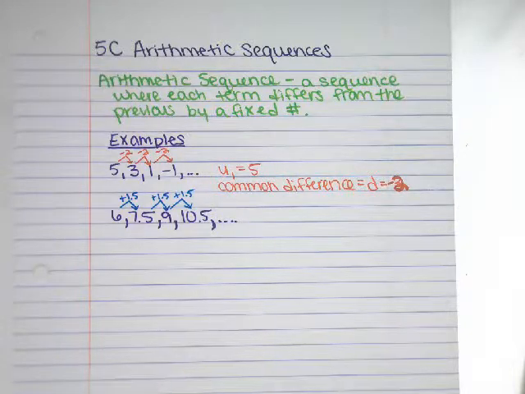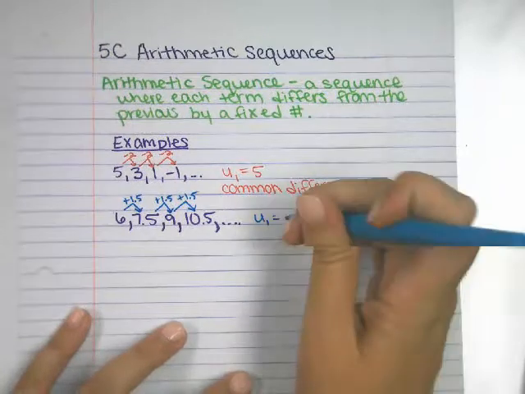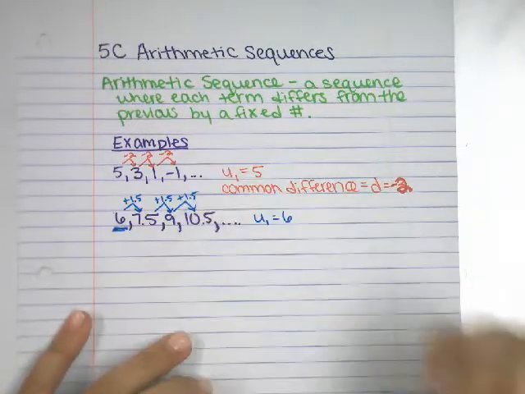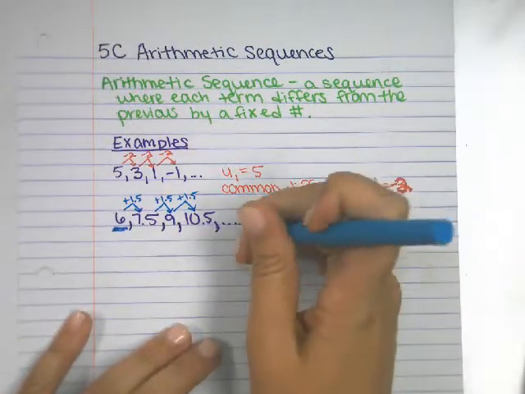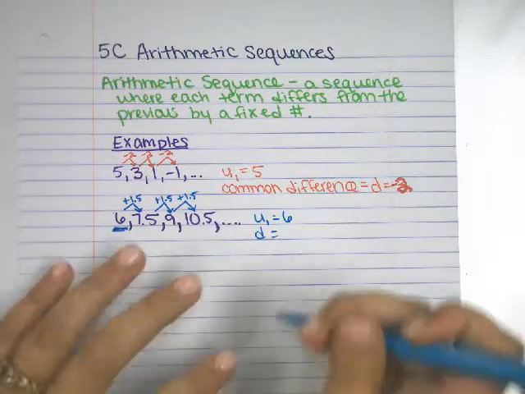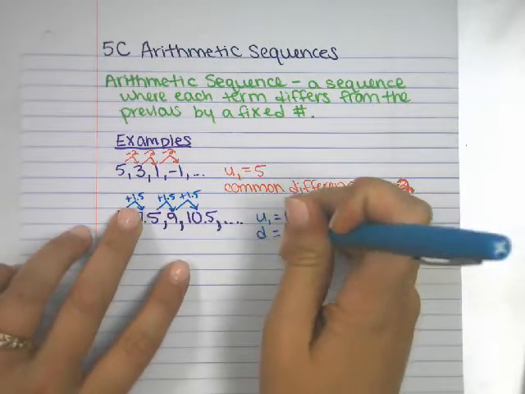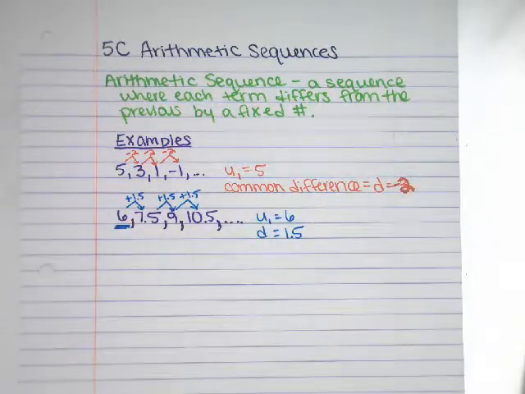So, my key pieces of information: u sub 1 means my first term is 6. U sub 1, first term is 6. My common difference, which we decided was D, is the number that it changes by each time. This time it's positive because it's adding. It's increasing by 1.5 each time.